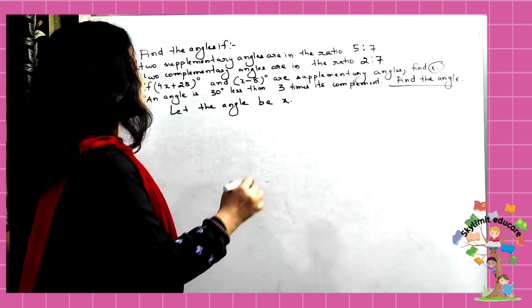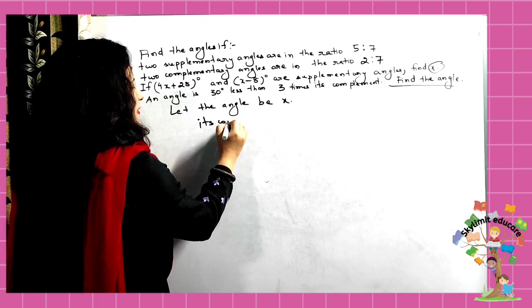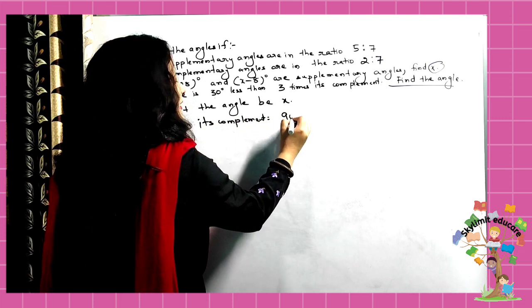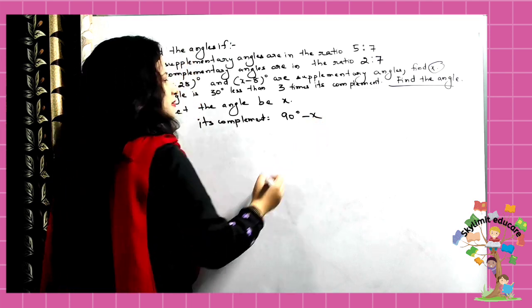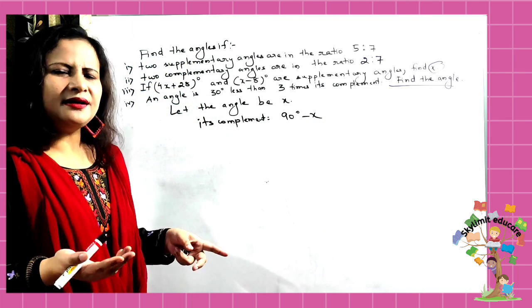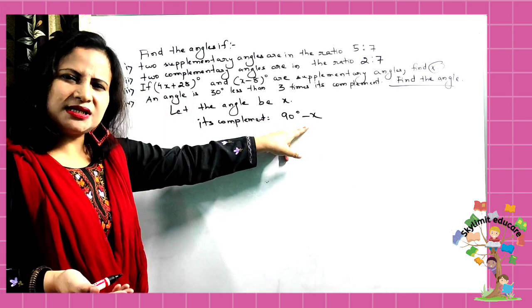First find out what is its complement. Suppose the angle is x, then its complement will be 90 degrees minus x, right? Complement of an angle, how are you finding it? By subtracting it from 90. So if the angle is x, its complement is 90 degrees minus x, obviously.